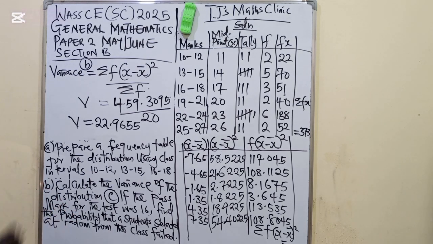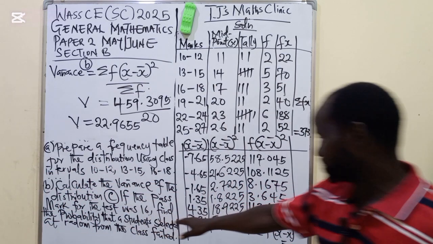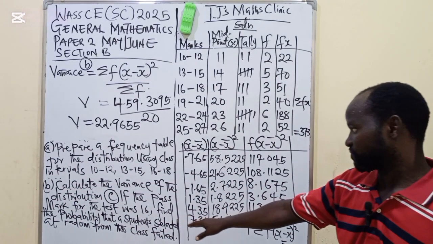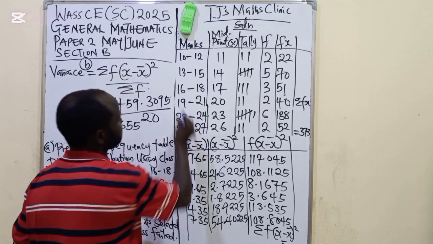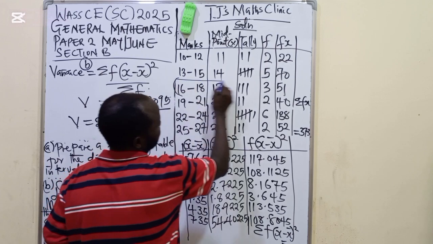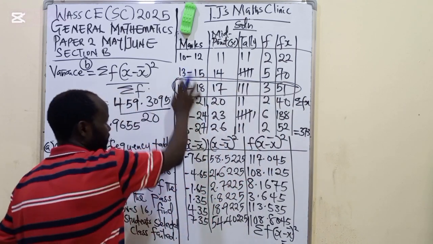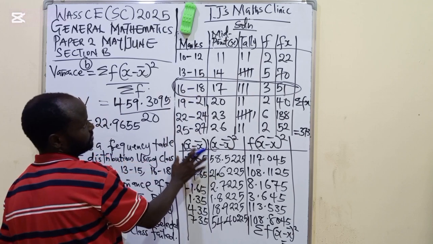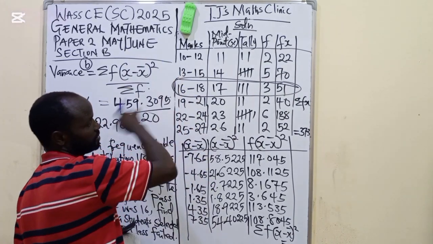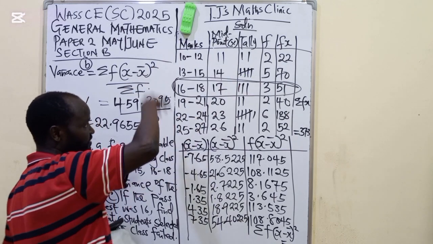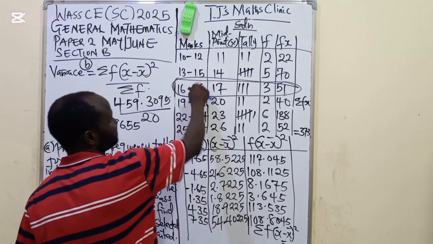Let's move to C. If the pass mark for the test was 16, find the probability that a student selected at random from the class failed. The pass mark is 16. So it means the pass mark will start from here. Anything from here down like this is pass. From 16 upward, anybody that scores 16, 17, 18 to 27, the person has passed, but anybody that scored 15 has failed.